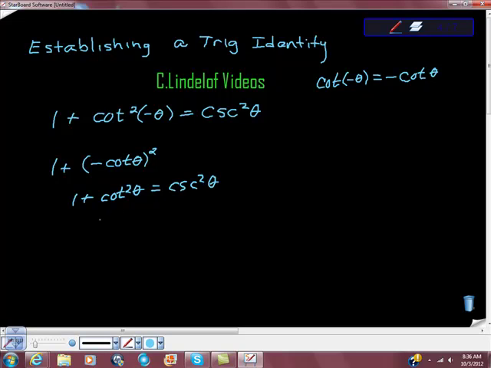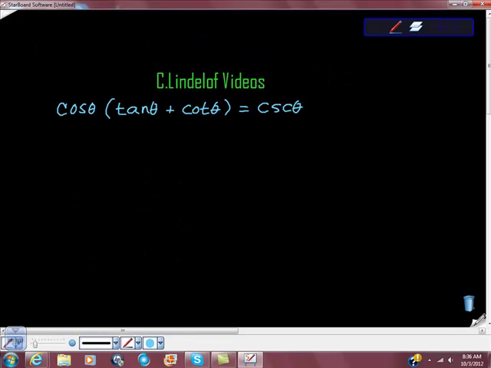And what is this? Exactly right. This is a Pythagorean identity. So this is a Pythagorean ID. So when your professor asks you, there's your proof. Deal? Let's do another one.